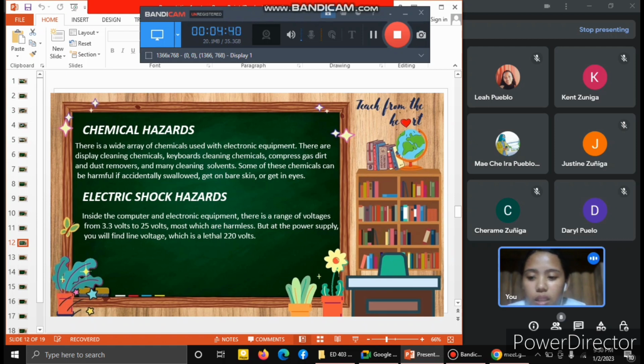So the next is electric shock hazard. Inside a computer and electronic equipment there is a range of voltage from 3.3 volts to 25 volts, most of which are harmless because the voltage is smaller than the lethal voltage, which is 220 volts.